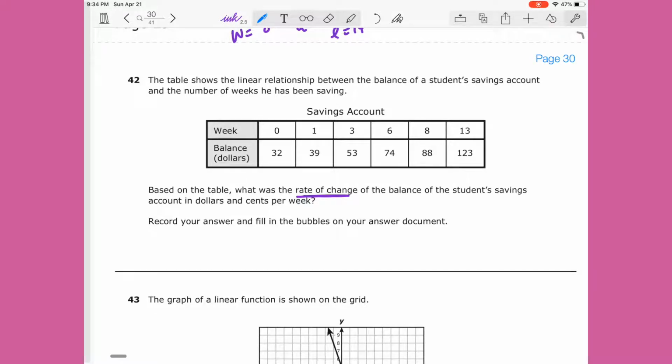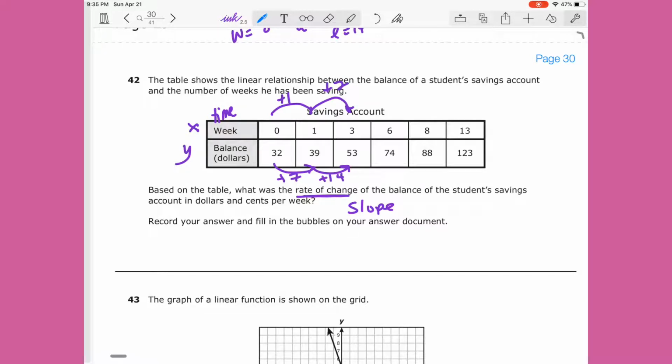So we're looking for our slope. Rate of change in a linear equation is the same thing as slope. Now this is our x and this is our y. The week is our x, because we're talking about week being time, and usually time is our x. So when I go from 0 to 1, I'm going to add 1. From 1 to 3, I'm going to add 2. When I go from 32 to 39, I'm going to add 7. When I go from 39 to 53, I'm going to add 14.